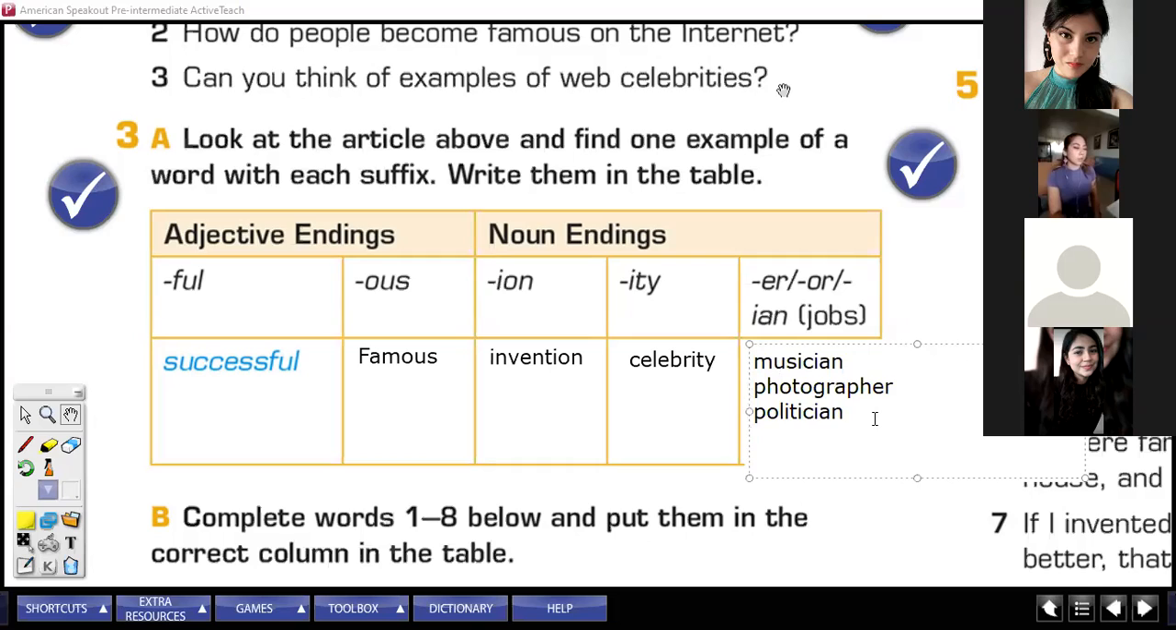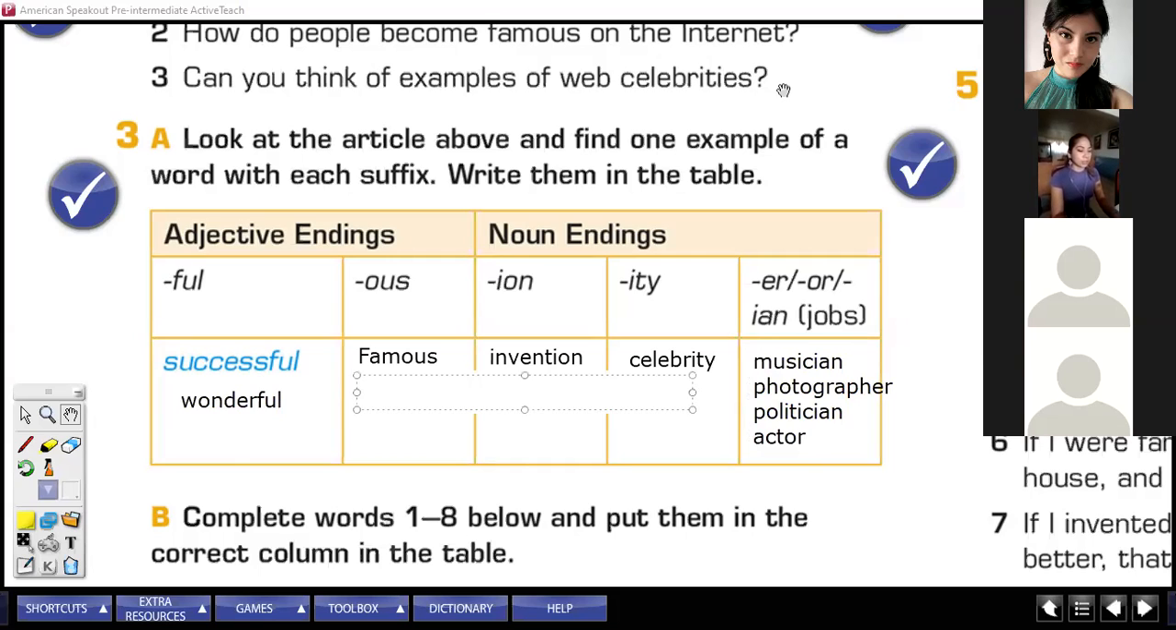Yes, with OR. Any other with OR? Actor. Good. Okay, so can you find another word with ous or os? Another word? Wonderful. Okay. And with os? Beautiful. Dangerous. Thank you.